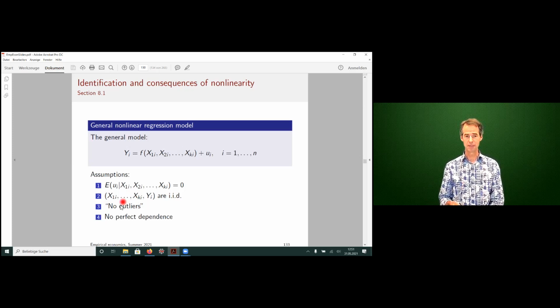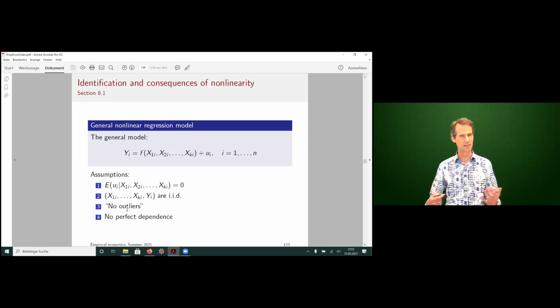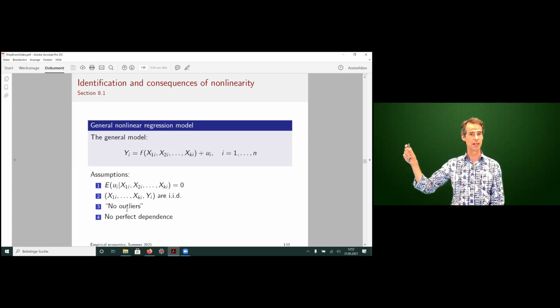Assumption number 3, no outliers. We formalized that in the linear regression model by stating that the expected value of the 4th power of the regressors and the error terms must be finite. That's a bit more complicated here, but we just heuristically state that we assume there are no outliers. That's the essence, if you like, of this assumption. If there are outliers, that means that a single value, which is really an outlier, can determine the outcome of the estimation in an undue way.